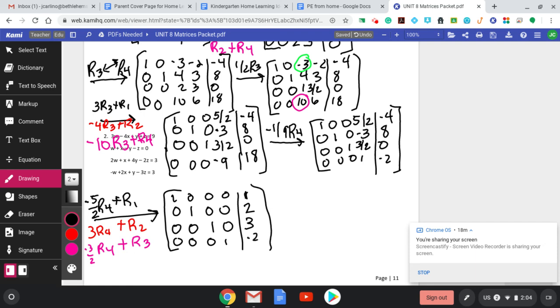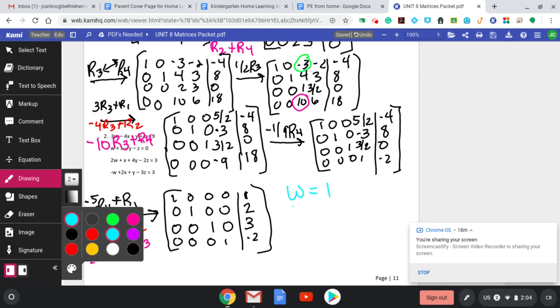Take a deep breath because we did it. We did it, kids. We got W equal to 1, X equal to 2, Y equal to 3, and Z equal to negative 2. Whoo, buddy. All right, looks good.